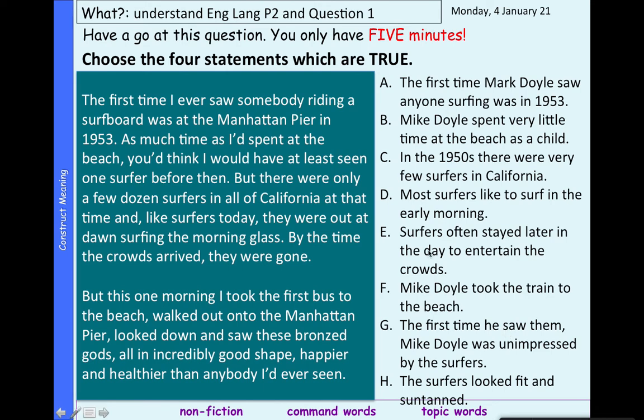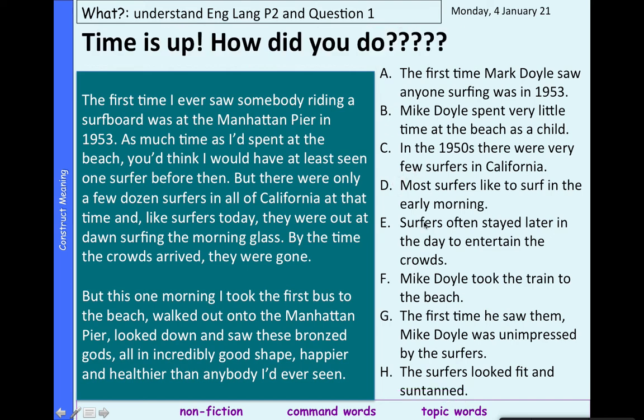Okay, so pause if you are not finished, and I'm just going to go over the correct answers. So, basically, how did you do? Let's check your answers. A is true. The first time Mark Doyle saw anyone surfing was in 1953. C is also true. In the 1950s, there were very few surfers in California. D, most surfers like to surf in the early morning. And H, the surfers looked fit and suntanned. Okay, so those are the 4 true statements. I hope you got them all correct.